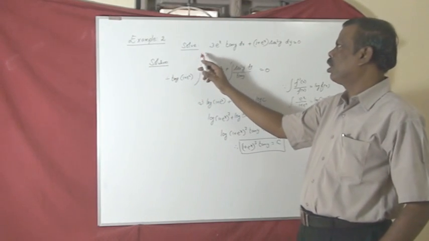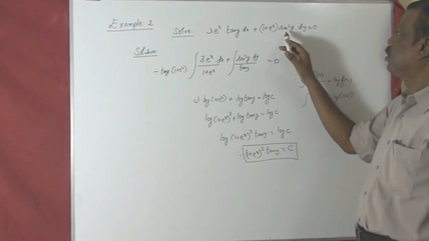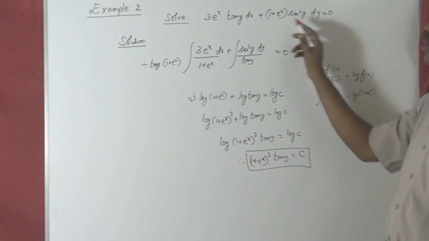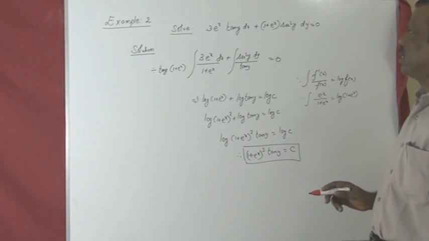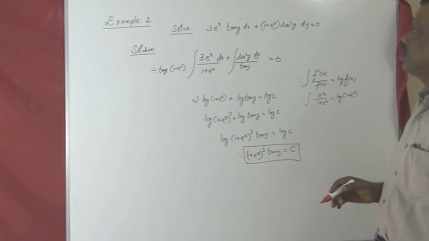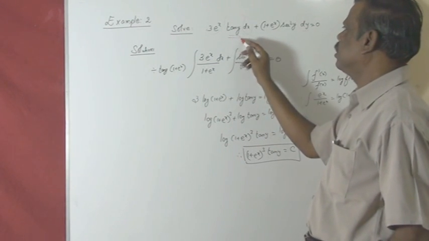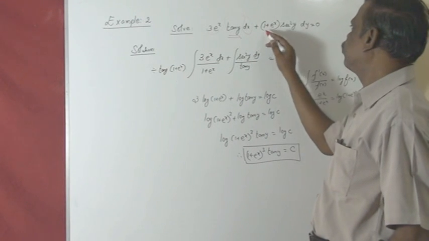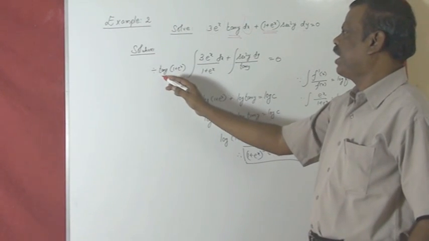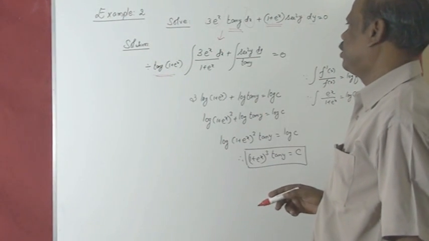Example 2. Solve 3 e power x tan y dx plus 1 plus e power x into secant square y dy equal to 0. So here the variables are combined, that is x and y are mixed together. So we have to separate dx separately and dy separately. For that purpose, here 3 e power x dx belongs to the x variable, but tan y is some other variable. Here 1 plus e power x is some other variable with respect to dy. Therefore, we have to divide by tan y into e power x. After dividing this, automatically this equation will be separated.